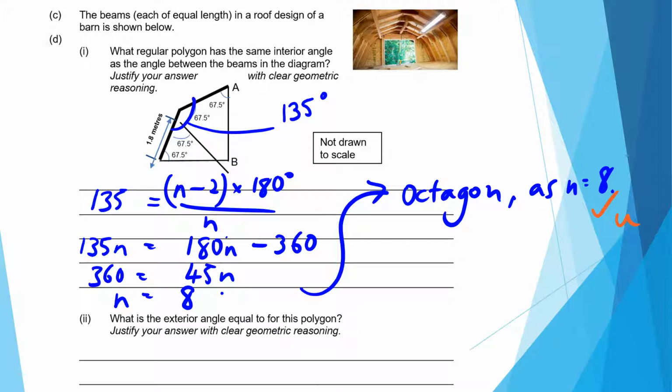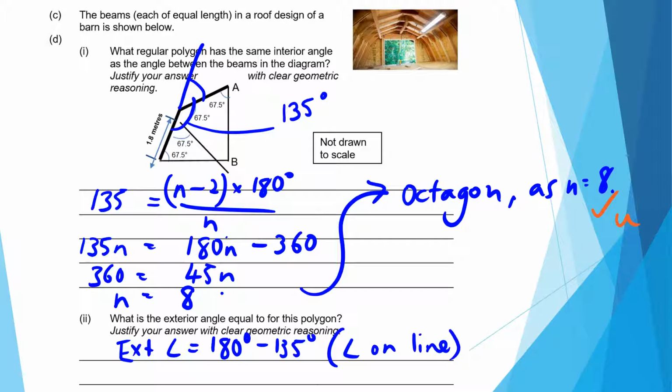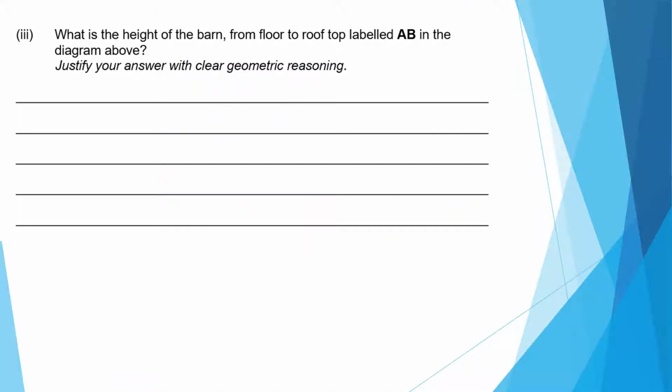Okay, and continuing on, what was the exterior angle for this polygon? Well, if we just extend one of those sides like so, we must therefore know that the exterior angle equals 180 degrees minus 135 degrees, and that's because angles on a line, and it's 45 degrees, and achieved.